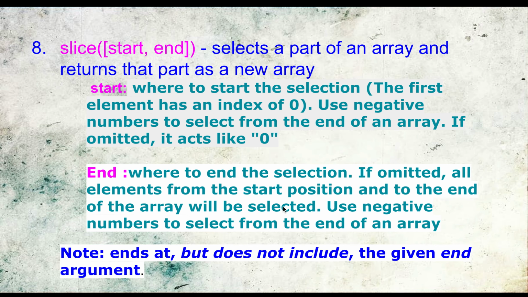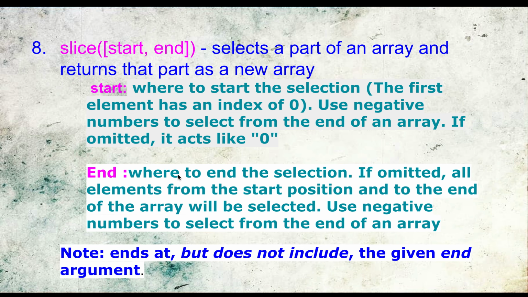Next method is slice. Slice has two parameters which are optional, and it is used to select a part of an array and returns that part as a new array. Start indicates where to start the selection, and the first element has an index of 0. Use negative numbers to select from the end of an array. If start is not given, if it is omitted, it acts like 0. That is, by default the start will be from 0.